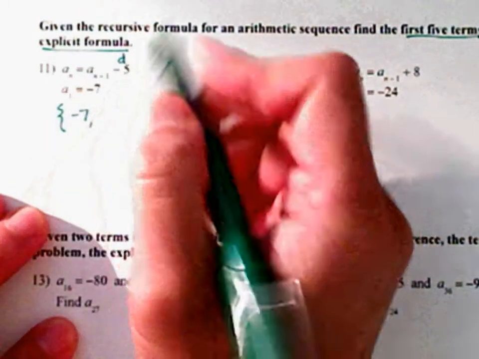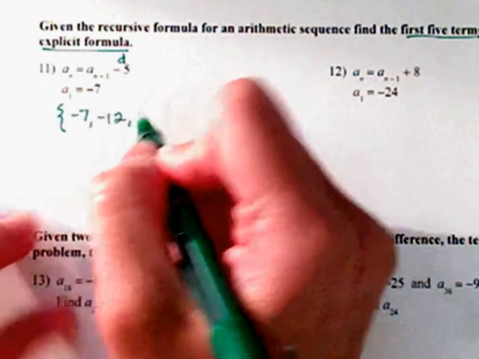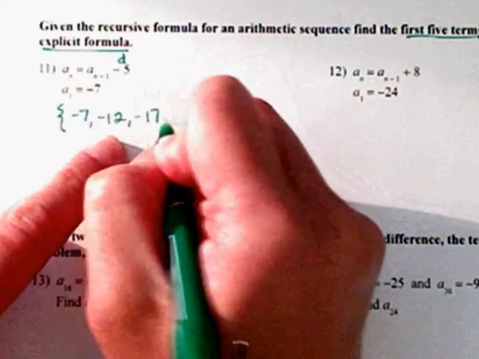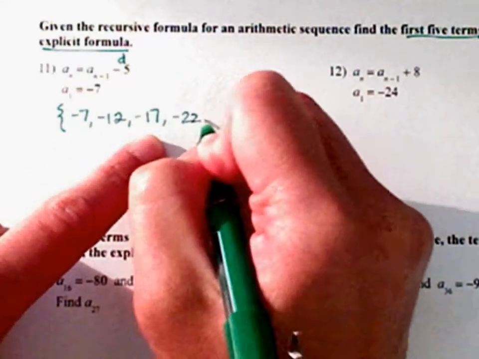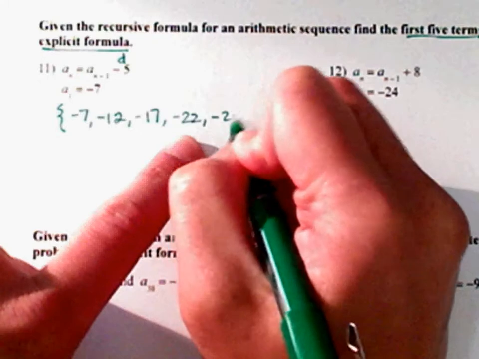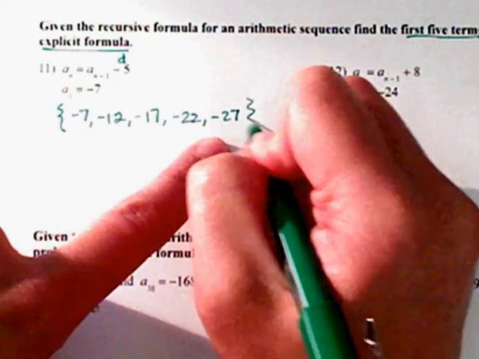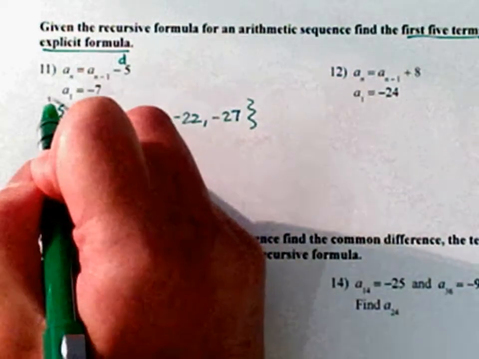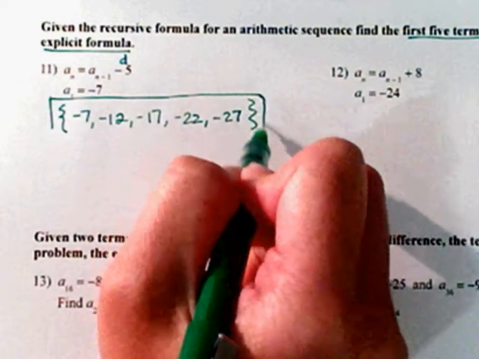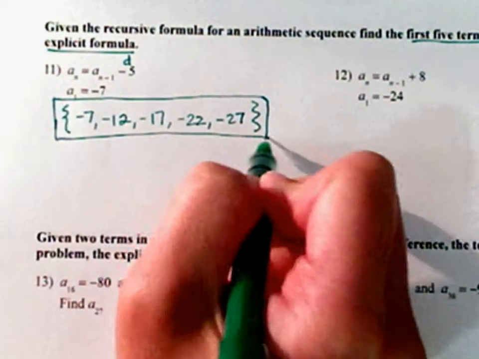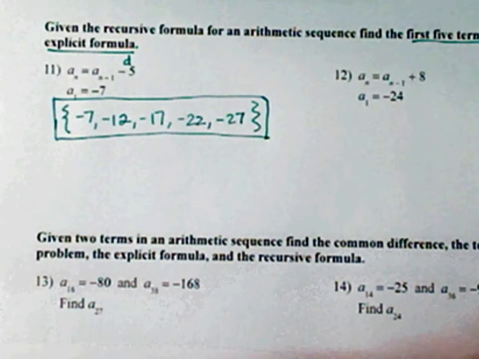-7 minus 5 is -12. Minus 5 is -17. Minus 5 is -22. Minus 5 is -27. 1, 2, 3, 4, 5. So there's my 5 terms. Okay. And also, what are we looking for?